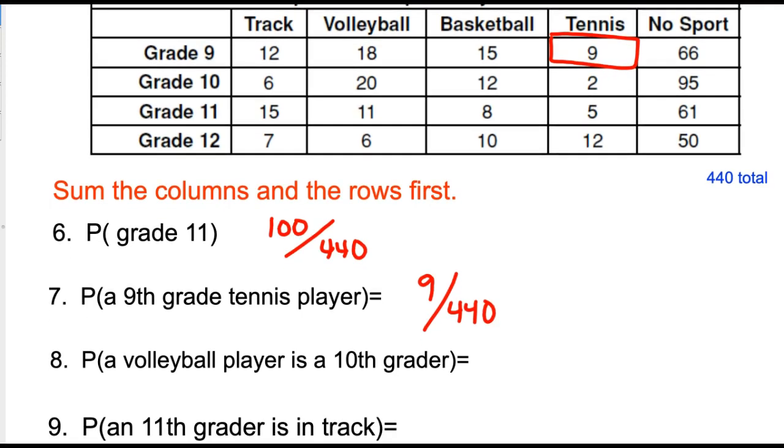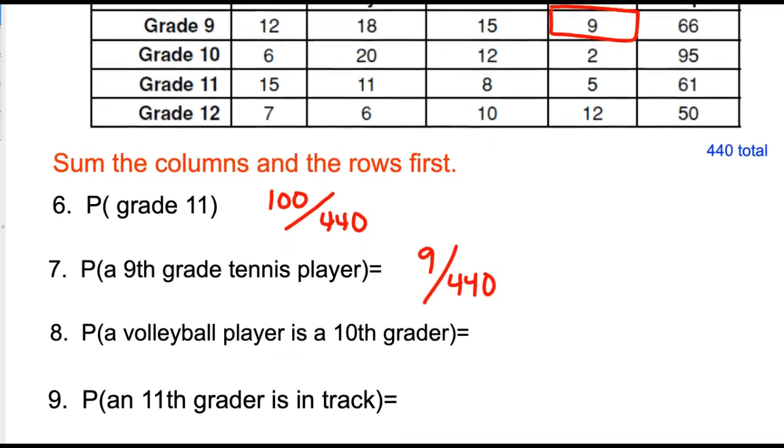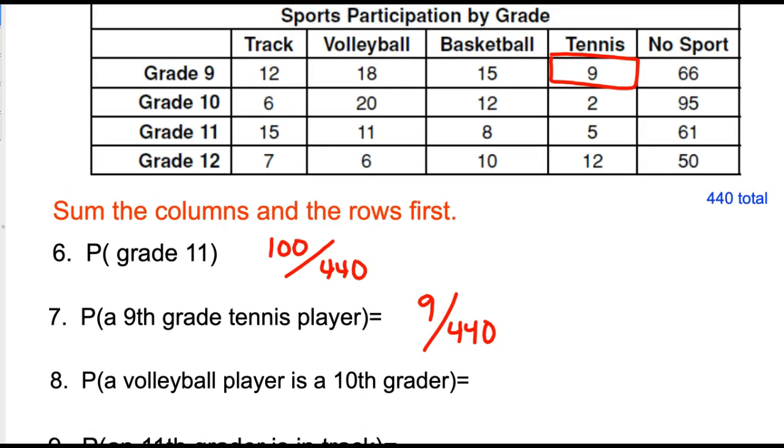Probability a volleyball player is a 10th grader. So now we're honing in on all the volleyball players. And so our new total, if we get our, these are called our margins, so I didn't do that on this. I kind of slacked off. But if I added up my margin here, it would be 38 plus 11 is 49 plus 6 is 54. So there's 54 total volleyball players, I believe.